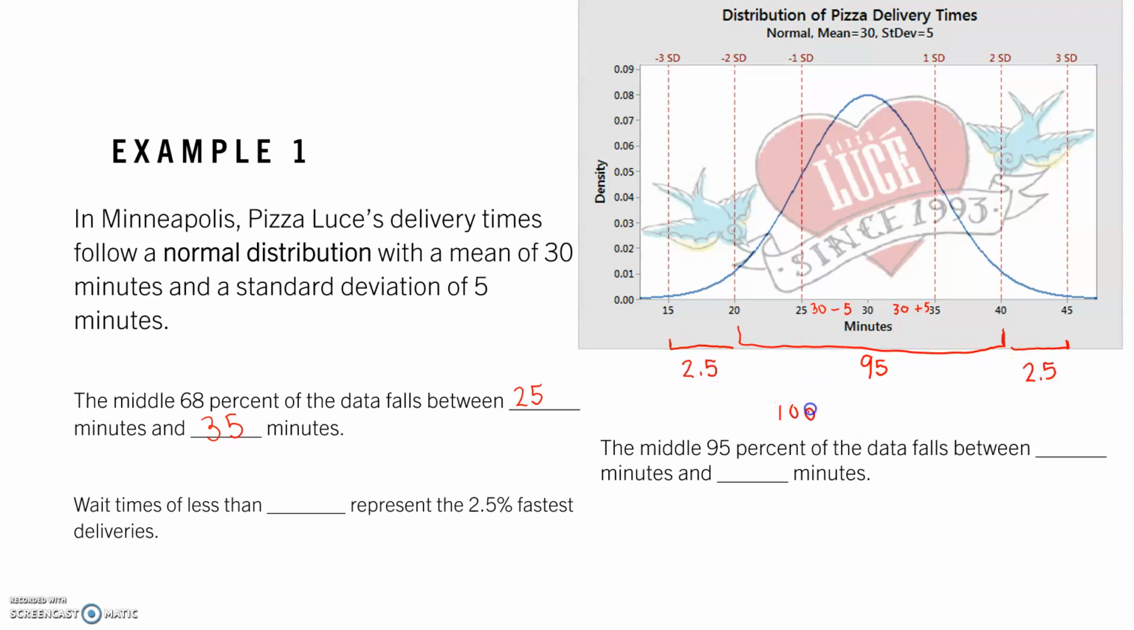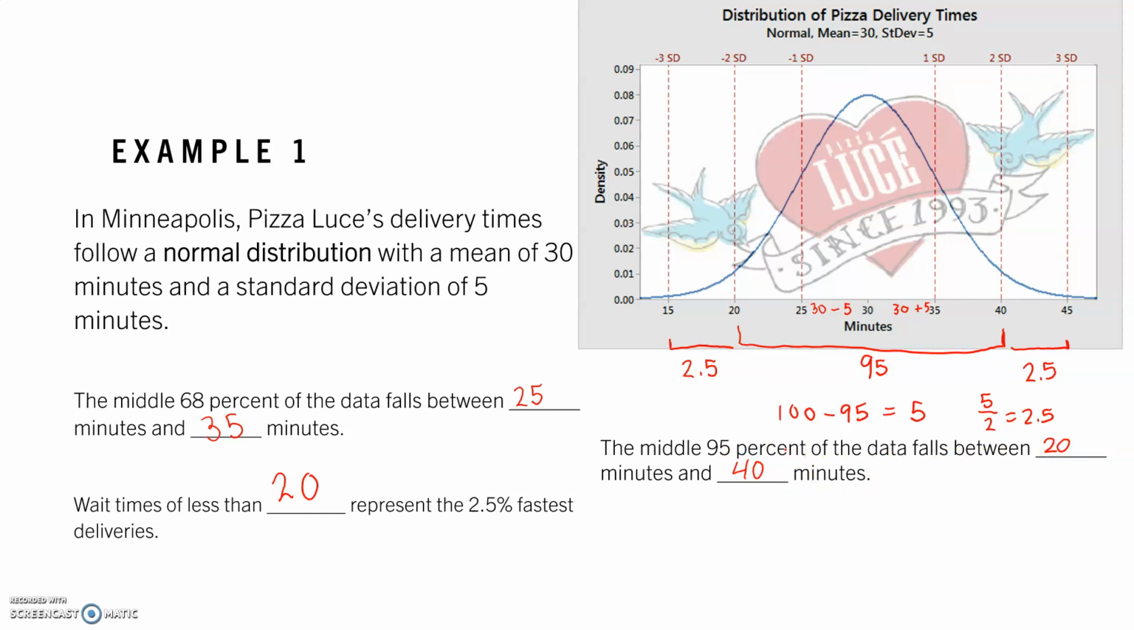It's 100 minus 95, which gives you 5%. So 5% of people are waiting longer than 40 or less than 20 minutes. But because it's symmetric, we divide that by 2. So we know that 2.5% are waiting more than 40 and 2.5% are waiting less than 20. So wait times of less than 20 minutes represent the fastest 2.5%. The middle 95% of the data falls within 2 standard deviations, so the middle 95% of the data falls between 20 minutes and 40 minutes.